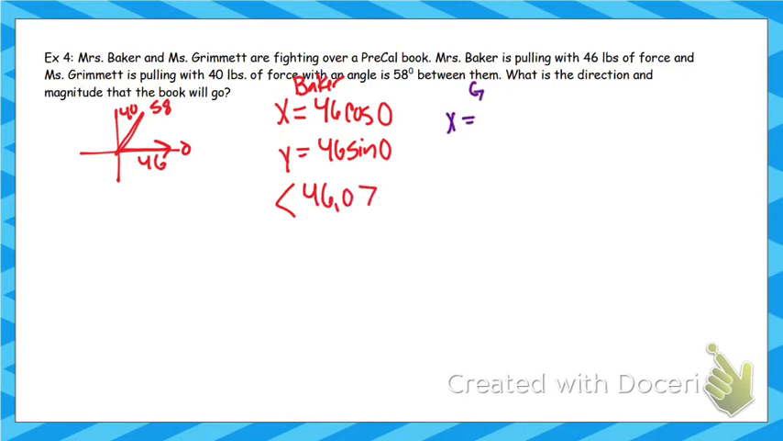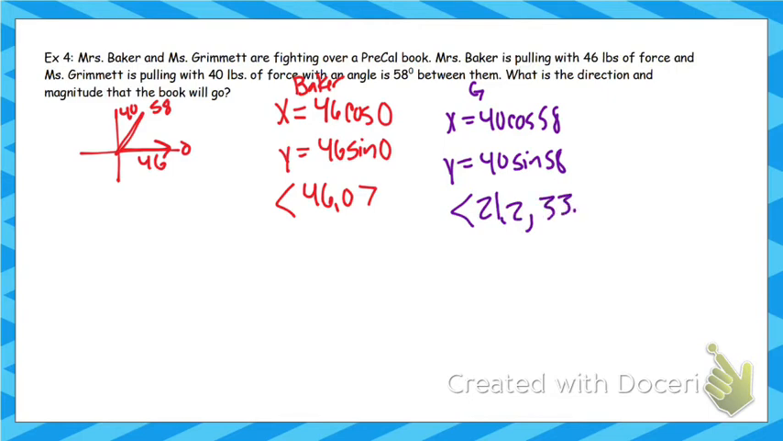So x equals 40 cosine 58, y equals 40 sine 58. Plug that into a calculator. You do have to use a calculator on that one. I'd get 21.2 for the x and 33.92 for the y. Let's find the resultant vector. Let's add them together. That's going to give me a resultant vector of 67.2 for the x and 33.92 for the y.